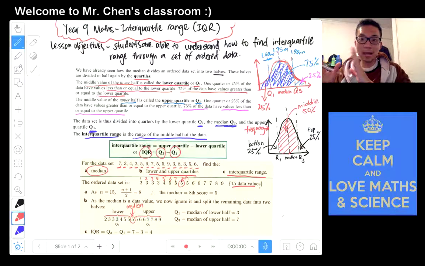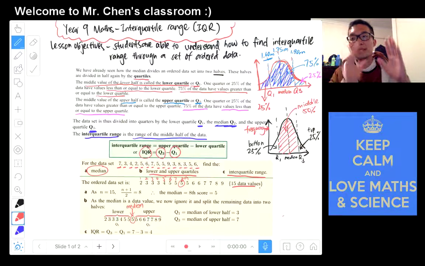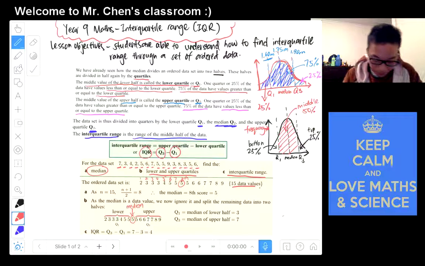Okay, because you separate the data from the middle, split them into two, and from there you need to find the median of the two split halves. So look at that for a second. You will see on here you have 1, 2, 3, 4, 5, 6, 7. So 7 samples on each side. And you still need to find the median of that.